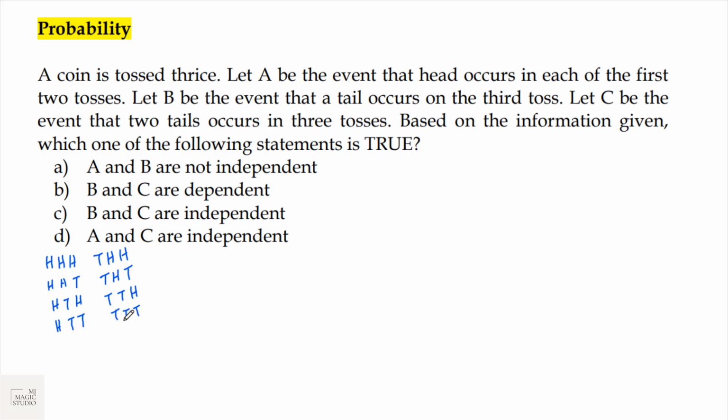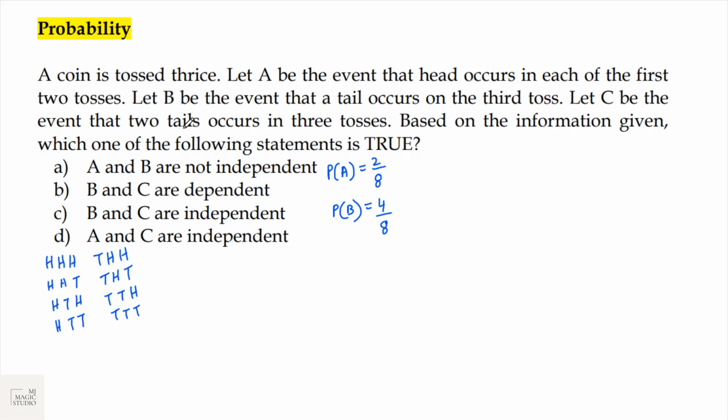It looks like a song. 8 outcomes. Let A be the event that head occurs in each of the first 2 tosses. First 2 tosses, head will occur in 1 case, 2 cases, only 2 cases. That means probability of event A to occur is 2 by 8. Let B be the event that a tail occurs in the third toss. 1, 2, 3, 4. We have got 4 of such cases. Probability of B is 4 by 8.